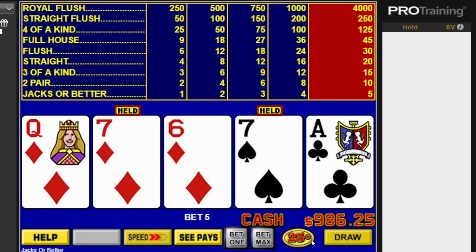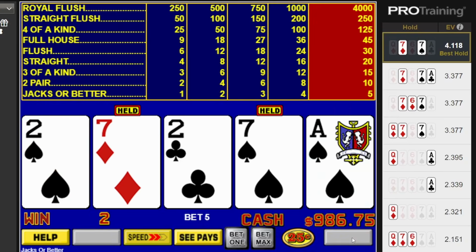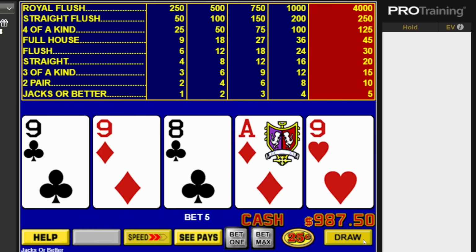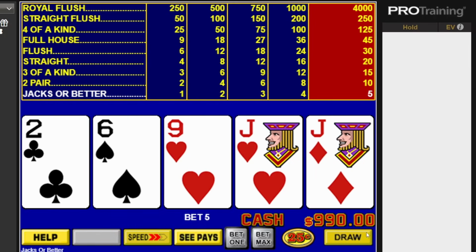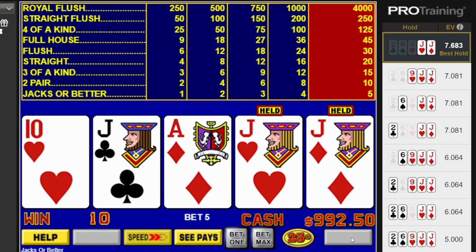We're going to do pocket 7s on this one. And we hit 2 pair. So currently we're down $11.25. 3 9s. We're not going to be down for long, so we're going to hit a 4th. Maybe not. We got the jacks. We'll hold on to them. And we got another one. Very nice.